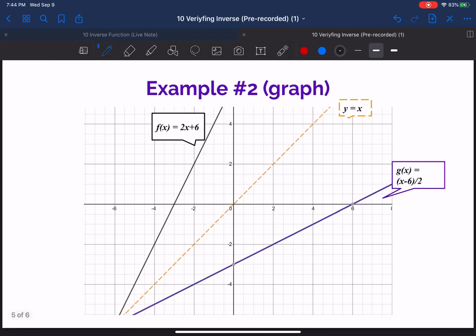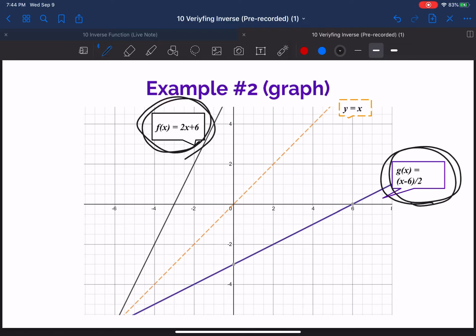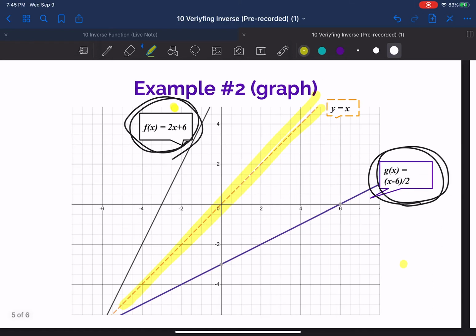Okay. If we are using a graph, that's how it looks. We are going to talk about graphs more in the next chapter because with a linear function, there's not much to do. When you look at this function and this function, we reflected over the line y equals x, right? We reflected. So when we graph, it looks like this.